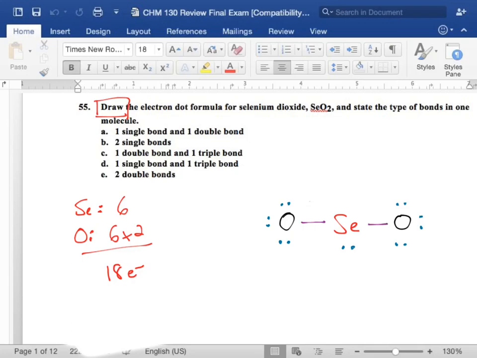And now everybody's least favorite rule, I have to make sure every atom has an octet. Which selenium doesn't. The oxygens each have 8 electrons around them. The selenium only has 6. So it needs more electrons. The way I will do that is by moving a pair of electrons.